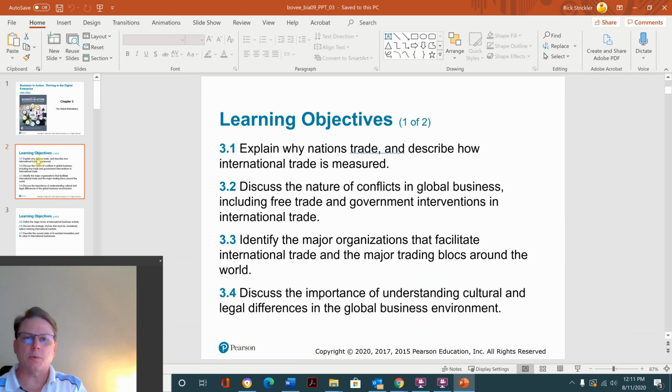Learning objectives for Chapter 3 include explain why nations trade and describe how international trade is measured. Discuss the nature of conflicts in global business, including free trade, government intervention, and international trade. Identify the major organizations that facilitate international trade and the major trading blocs around the world. Discuss the importance of understanding cultural and legal differences in the global business environment.